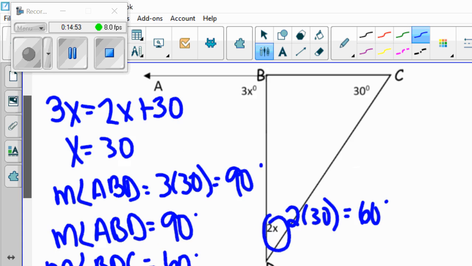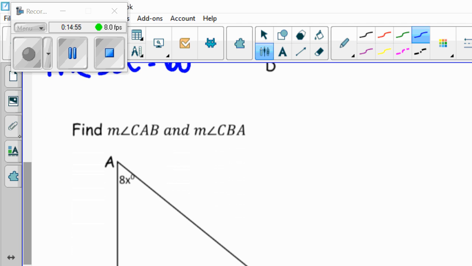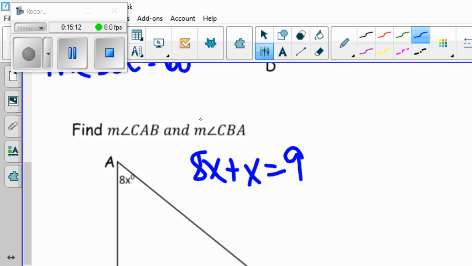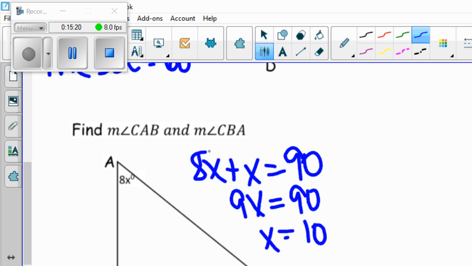One last problem. Find the measure of angle CAB and the measure of angle CBA. Again, on your notes, this is marked 90. So I know that those two together, A and B, have to add together to equal 90 since angle C is 90. So my equation is 8x plus x equals 90. Combine like terms, so I get 9x equals 90. Divide by 9, x equals 10.